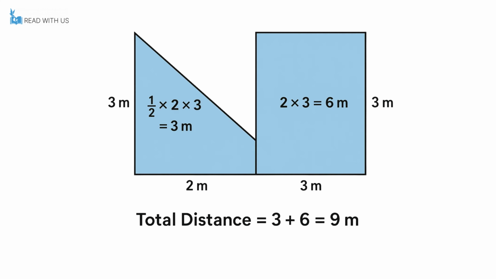The area of the triangle equals 1/2 times base times height, so 0.5 times 2 times 3, which gives 3 meters. The rectangle area equals base times height, so 2 times 3, which gives 6 meters. Add them together and we get 9 meters as the total distance traveled in the first 4 seconds.